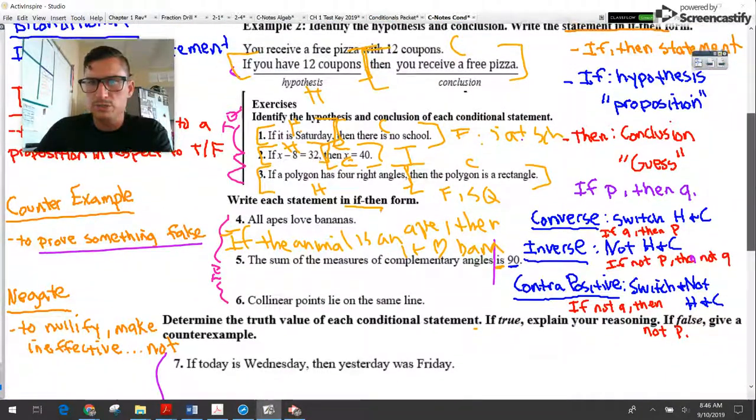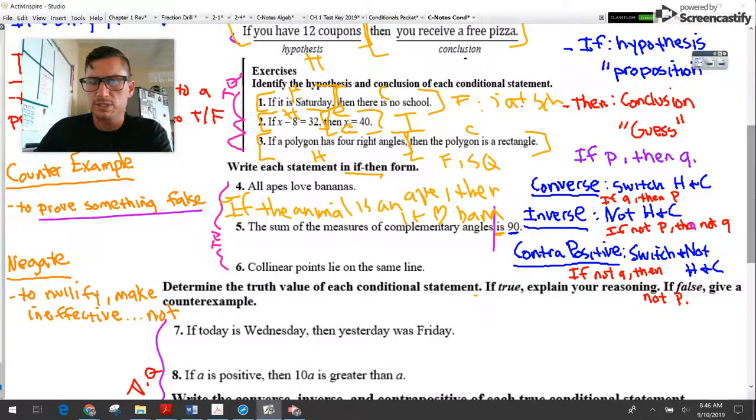So what we're going to do is take the original statement and modify it to converse, inverse, contrapositive. Each statement, all four, will have if and then in it. So remember, all four will have if and then. The converse is just switching H and C. Just think of it as a con man, switching things up. So we're switching hypothesis and conclusion. So instead of if P then Q, we're going to have if Q then P.